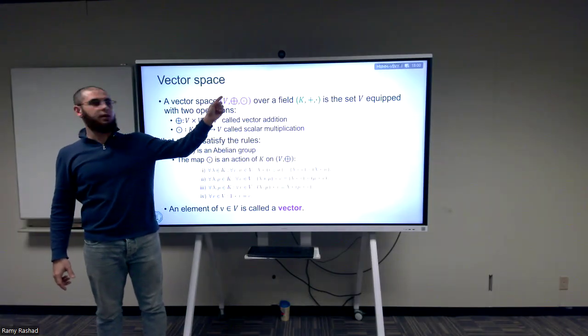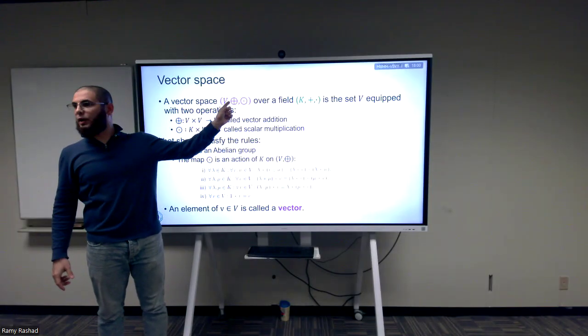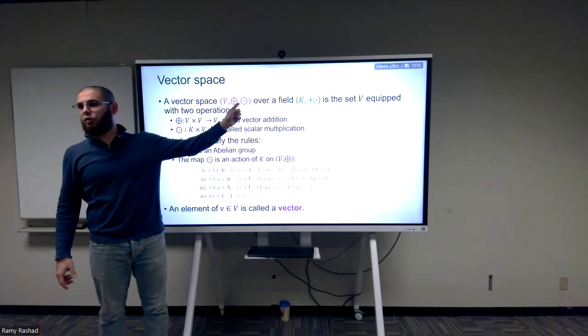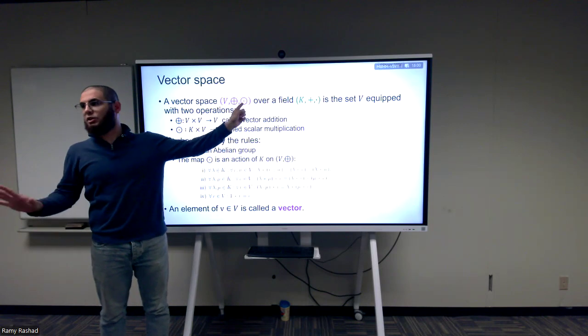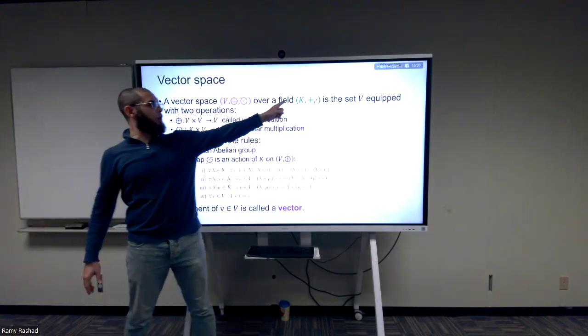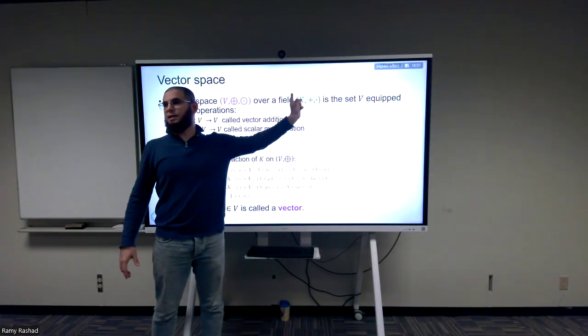New set, new operation, new binary operation. Actually, this one is not even called a binary operation, it's just a map. This one is a field. This whole triplet is a field now.